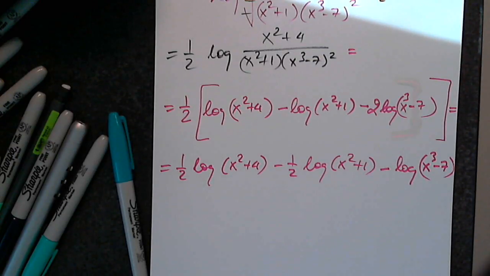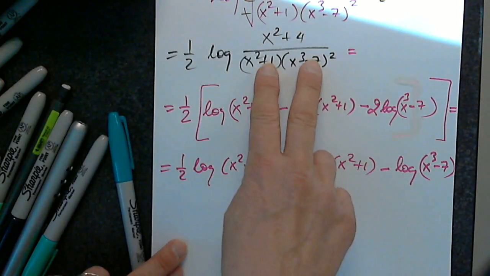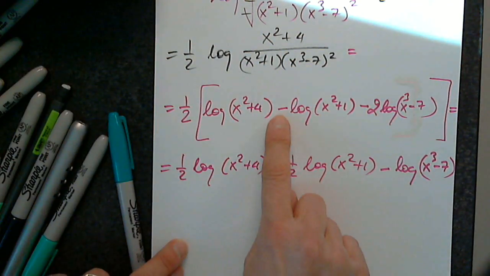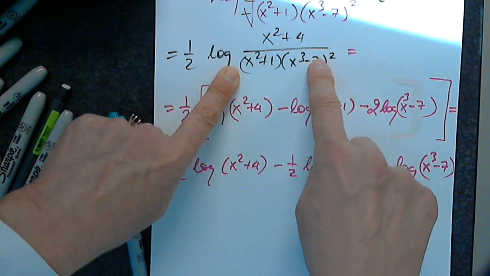Okay, next problem. Next problem with, yes, Nico? So even though the bottom, the denominator, x squared plus 1 times x to the 3rd minus 7 squared, even though those are multiplied by each other, it's still minus because they're below. Here's why: because then you have log of this minus log of this product. But then you have to distribute the negative sign.